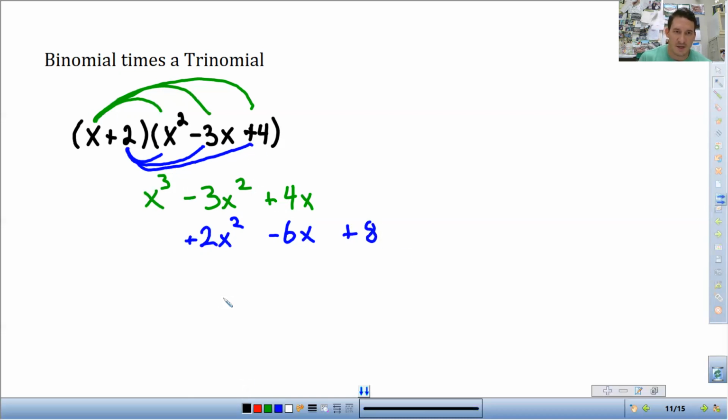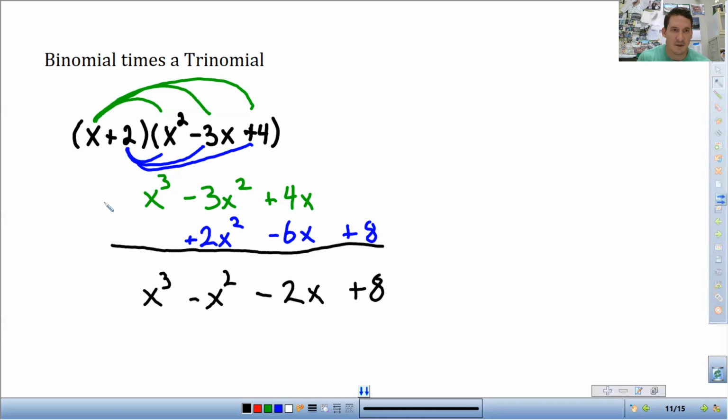And so now I can just add vertically here. So bring down x cubed, negative 3x squared plus 2x squared is negative 1x squared, or that's just negative x squared. 4x minus 6x is negative 2x plus 8. Again, we are adding those, and that just helps me keep things more organized. So let's do one more of those.